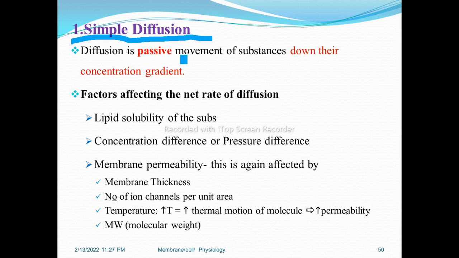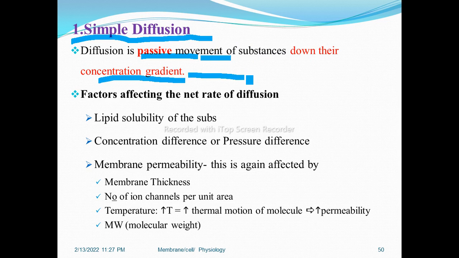Diffusion is a passive movement of substances down their concentration gradient. Passive movement means it does not use energy. Simple diffusion is a movement of substances down their concentration gradient, meaning a movement of substances from higher concentration to lower concentration.